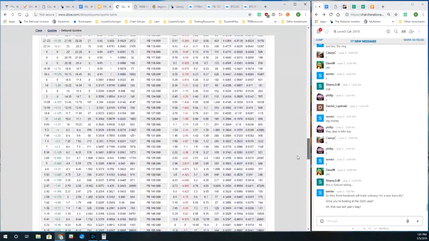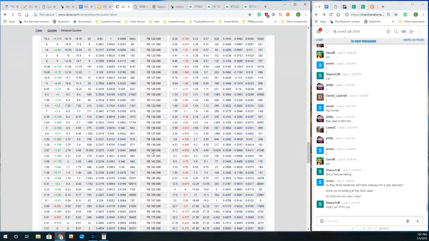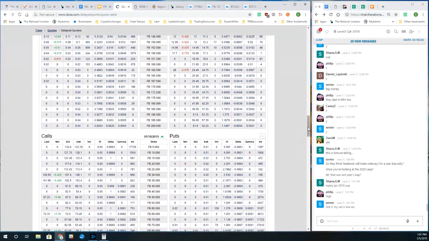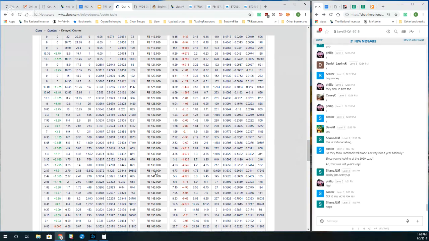January 18th, here we are. What do you think the odds are that Facebook here will be just above 140 on expiry date? Because remember, when you guys are saying 2018, this is 2019. If the stock goes out at $141, does this option get exercised? This is a put option. What happens to this 140 put option if on the 18th of January the stock is $141?